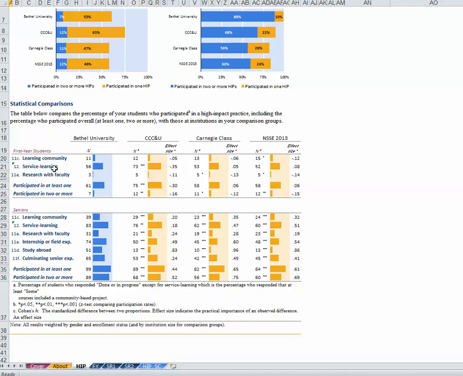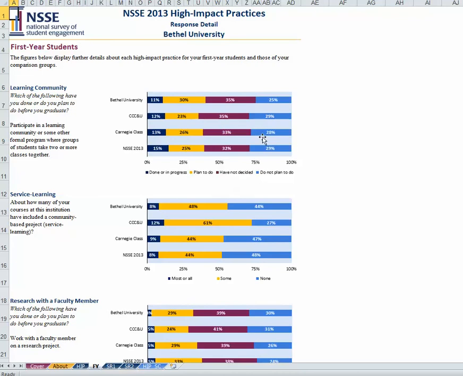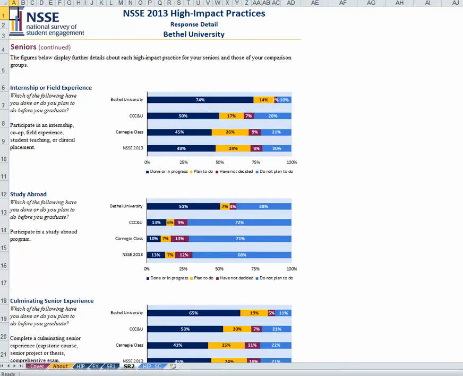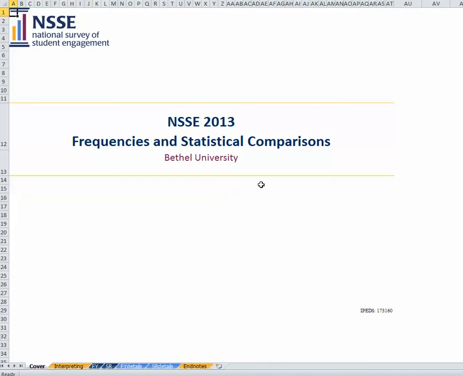Okay, so an example here for first year students. Our Bethel students are significantly less likely to participate in service learning as compared to CCCU students at the freshman year. It's actually quite similar to the Carnegie class and the NSSE overall population, but quite different compared to our CCCU peers in that first year experience. So that's an example of what you can work through for the high impact practices report. Here's just more information for each of these as well. A lot of times what they'll do is break these down in a number of different ways for institutions to look through the results.